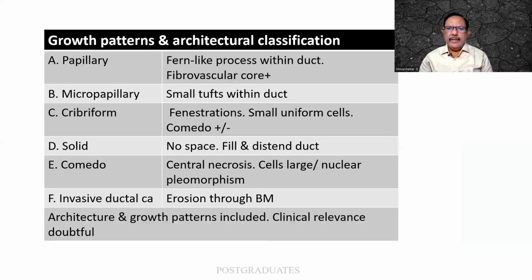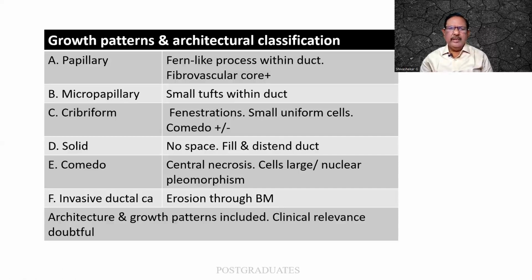Talking about the patterns, I have mentioned it. Now see what is happening. There can be papillary, fern-like projections within the duct. There can be a fibrovascular hood. Micropapillary, small tufts within the duct. A cribriform pattern with fenestrations. Comedonecrosis may or may not be present. Solid, there is absolutely no space and the entire duct or the lobule is filled with the tumor cells. Comedo, the central necrosis, as we have already seen. And finally, the invasive ductal carcinoma, where there is an erosion of the basement membrane.